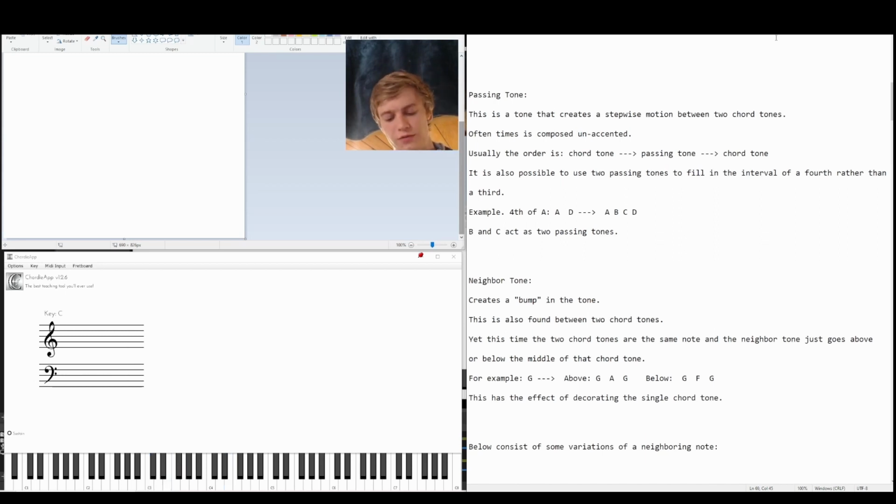So the note in the middle causes what is known as a dissonance, which makes an unstable sound, which then stabilizes back to the stable sound of the chord tones harmonizing with the chord that's sounding at the moment.